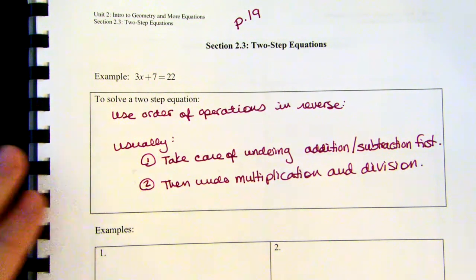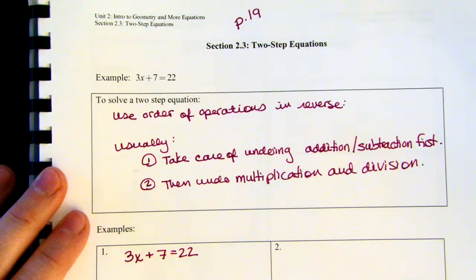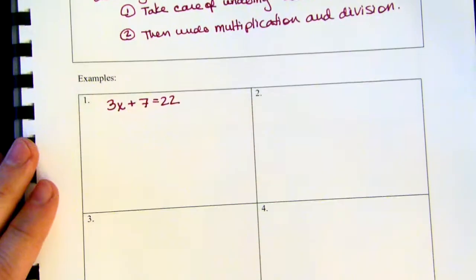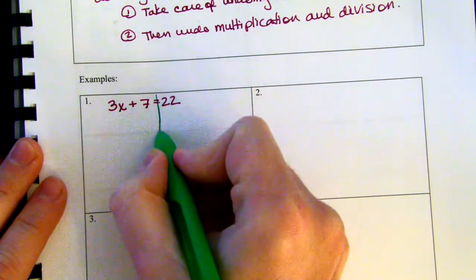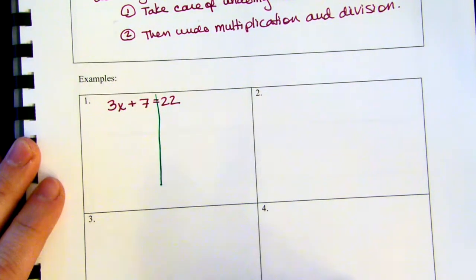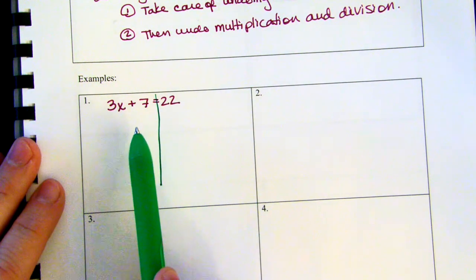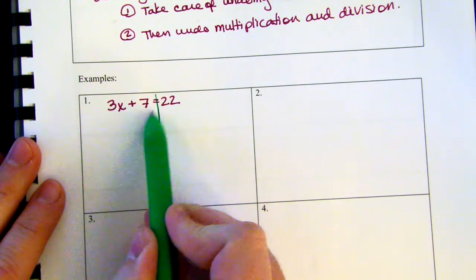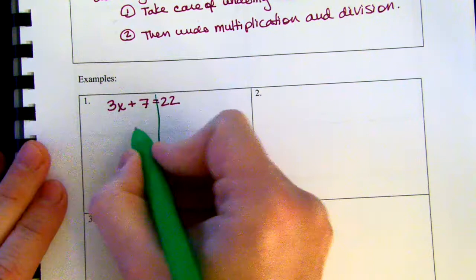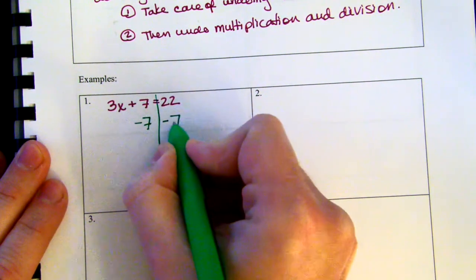So for our first example, I'd like to look at 3x plus 7 equals 22. And I'm going to start this the way I started my one-step equations. I'm going to draw a line through that equal sign to separate my two sides. And according to my steps, I need to take care of undoing the addition or subtraction first. Well, to undo a plus 7, I'm going to subtract 7 from both sides. I'm going to say minus 7, minus 7.